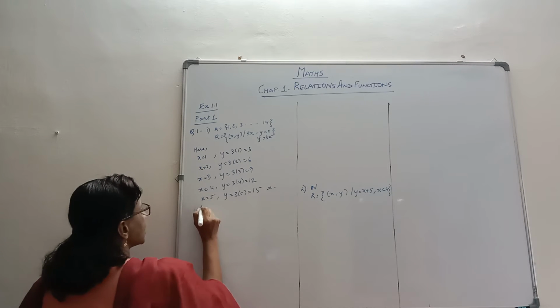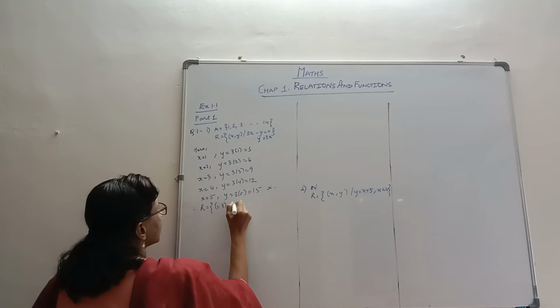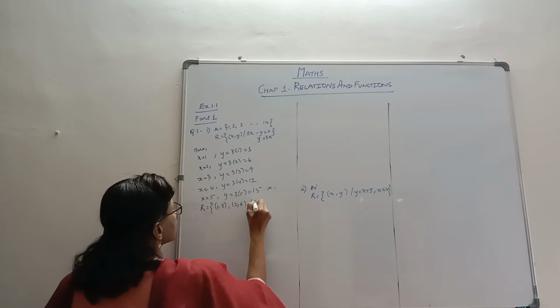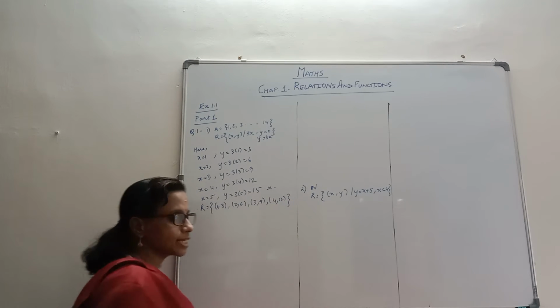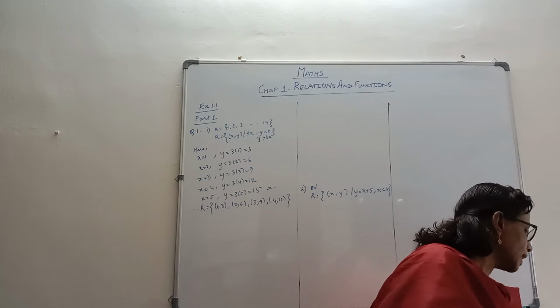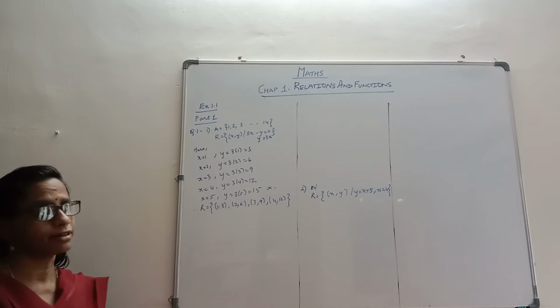So actually your set R consists of what all elements? It will have (1, 3), it will have (2, 6), it will have (3, 9), and it will have (4, 12). These are the elements that are there in the set R. Now, from this, you have to find out whether it is reflexive, symmetric and transitive.